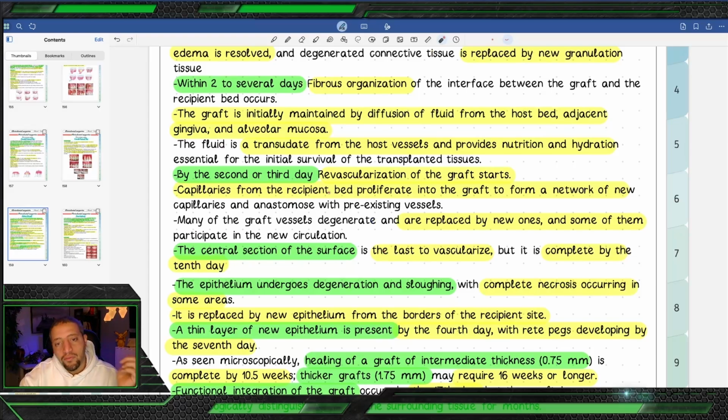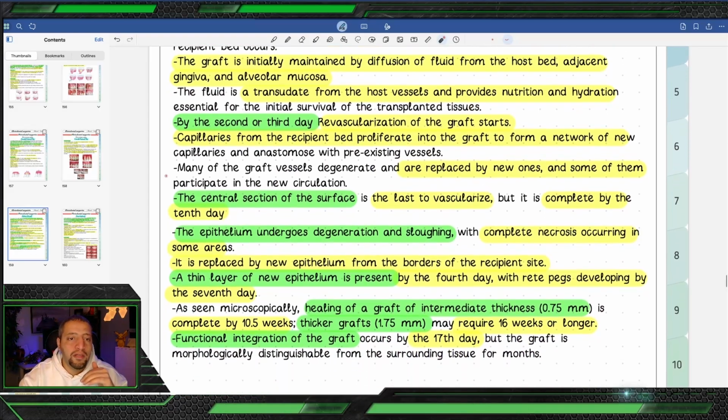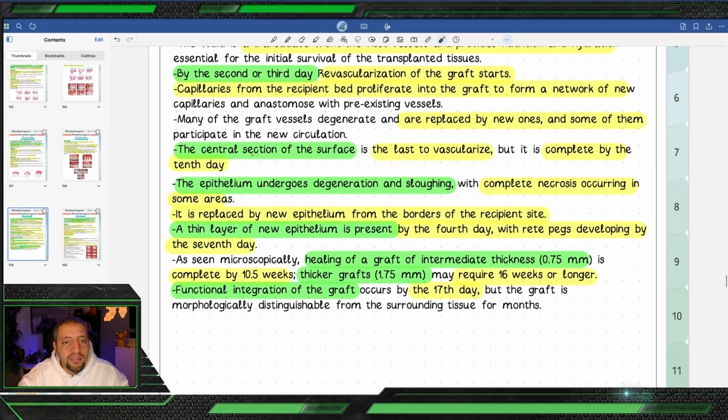Capillaries form from the recipient bed, proliferate into the graft to form a network of new capillaries. Many of the graft vessels degenerate and are replaced by new ones, and some of them participate in the new circulation. The central section of the graft is the last to vascularize, because vascularization comes from the periphery, so the central will be the last. But it is complete by the 10th day.